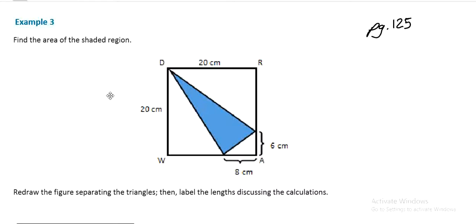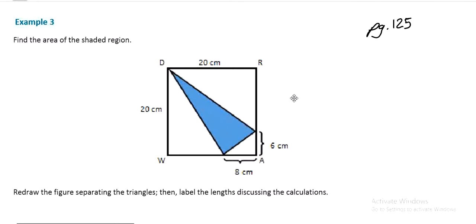This video is on example 3 from lesson 20 in the grade 7 module 3 book, found on page 125. So in this one it says find the area of the shaded region. We can see here the shaded region within this white square is this blue triangle. However, it's not a right triangle because we see how there's no right angle in it.